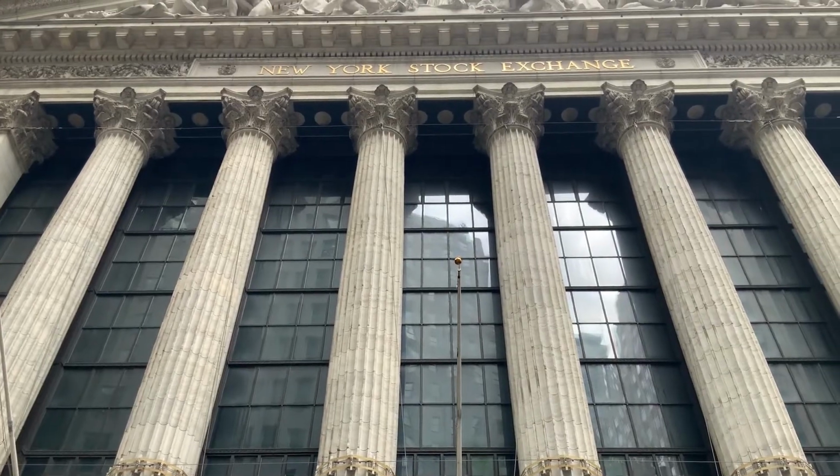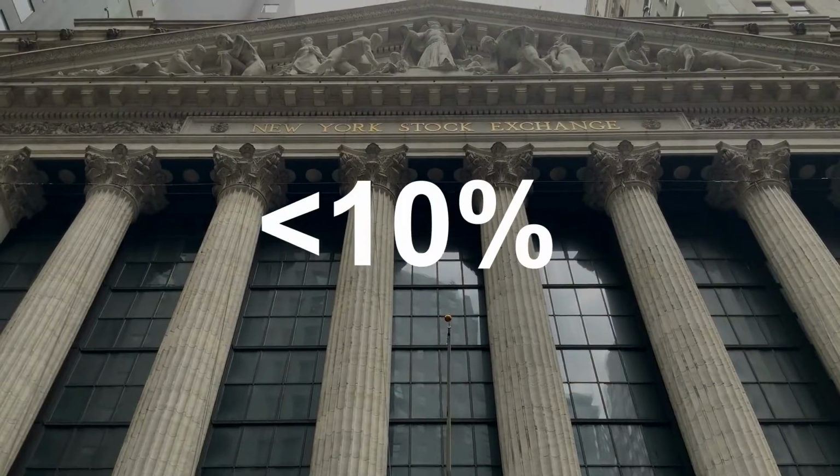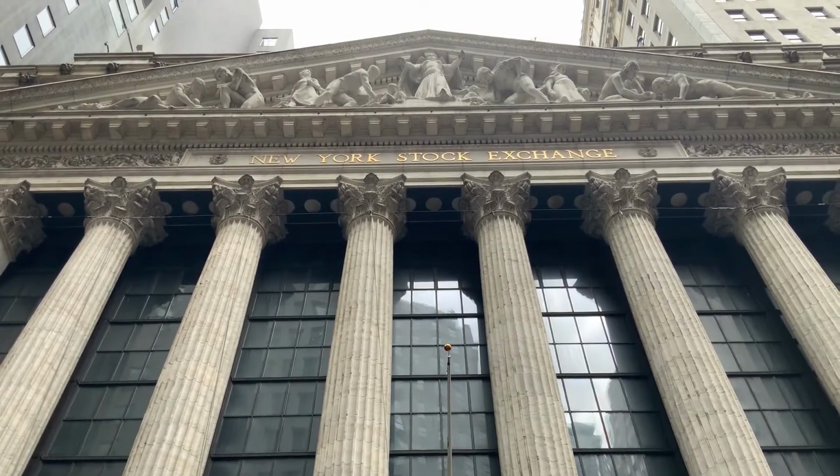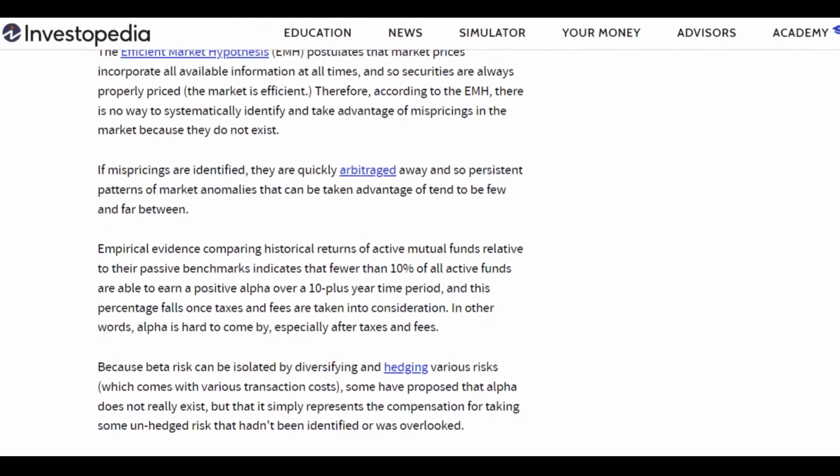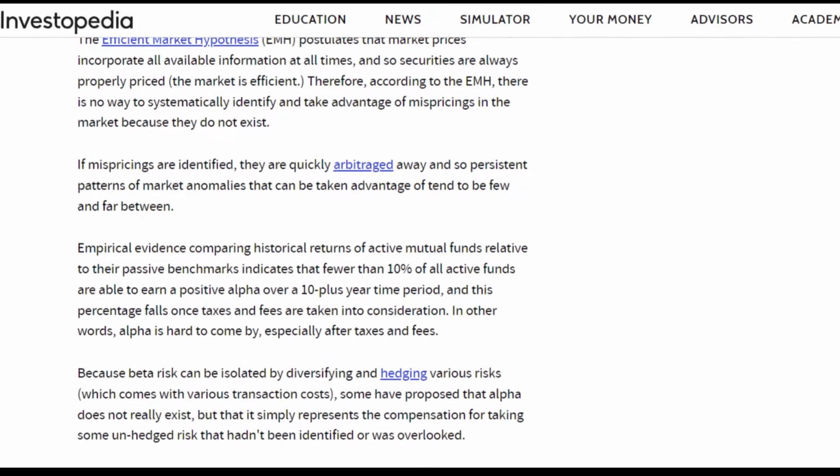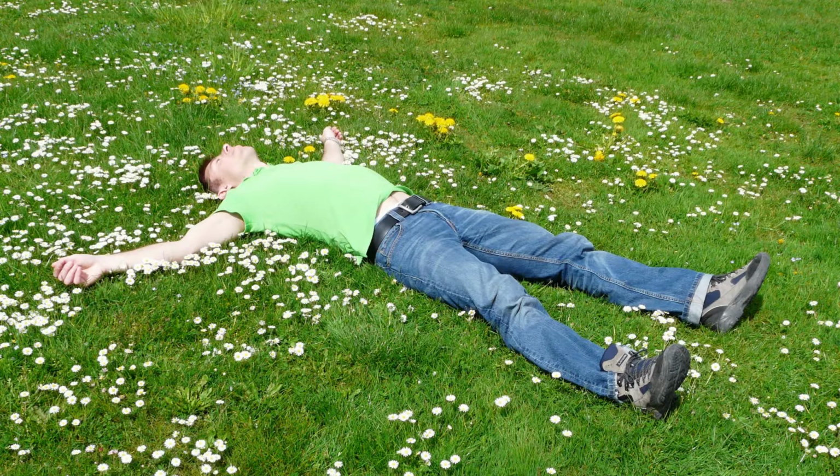Historical returns of actively managed funds indicate that fewer than 10% of all active funds are able to earn a positive alpha over a 10+ year time period, and this percentage falls once taxes and fees are taken into consideration. In other words, alpha is hard to come by, especially after taxes and fees.